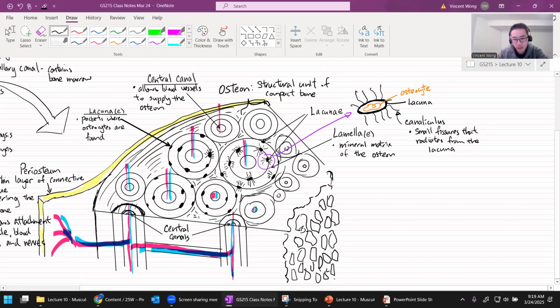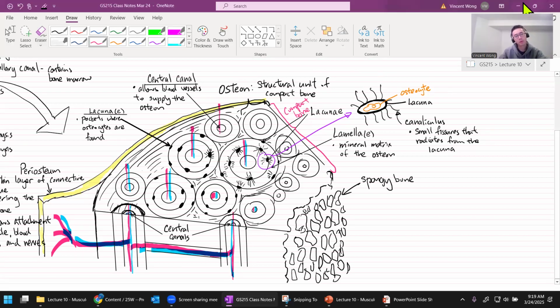Okay. These are holes, actual holes, right? And then it transitions into spongy bone. This part here, if you still have space, this whole portion is compact. Probably have to redraw this after class. Compact bone, but it transitions into the spongy bone.